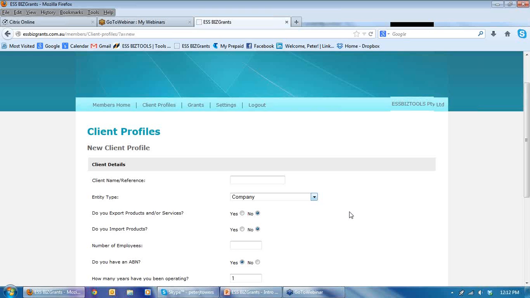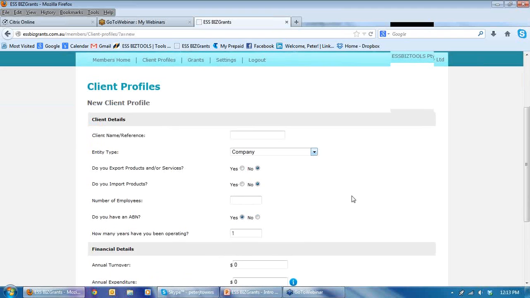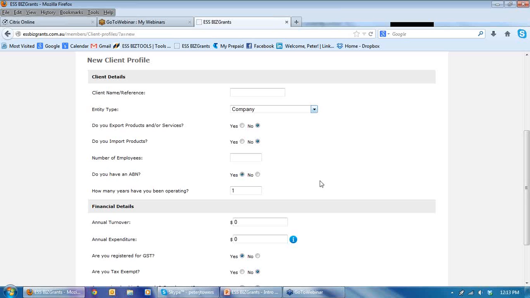We want to know whether they export, do they import. Number of employees I mentioned a little earlier was very important. Do they have an ABN? If you answer no to that, you won't be offered any grants because they will not be a tax-paying small medium enterprise, which is what ESS BIZGrants has been determined for.